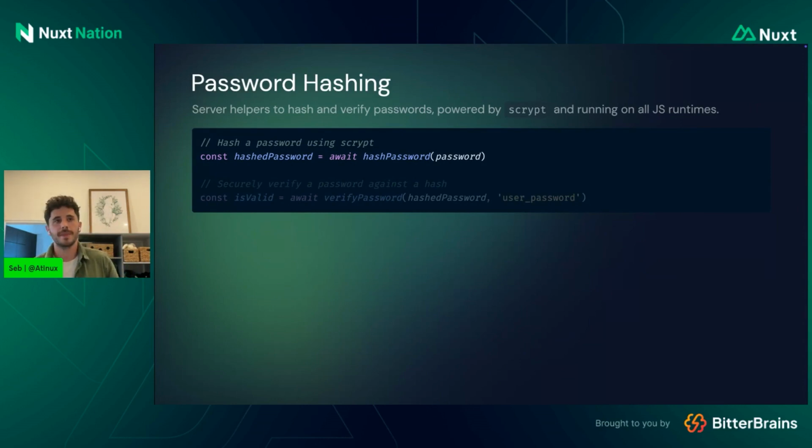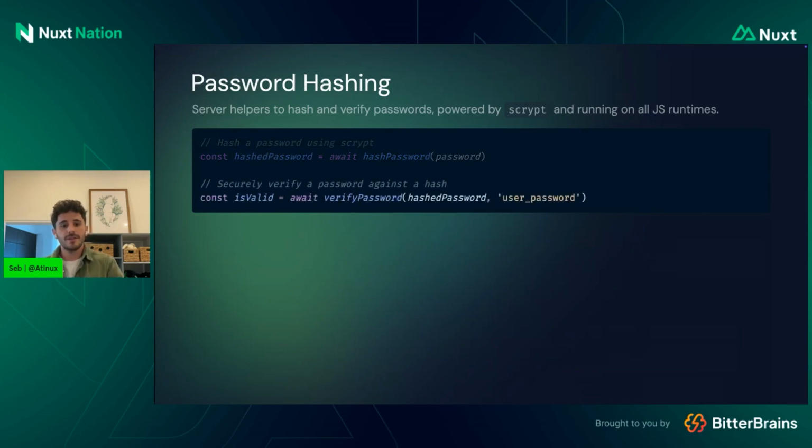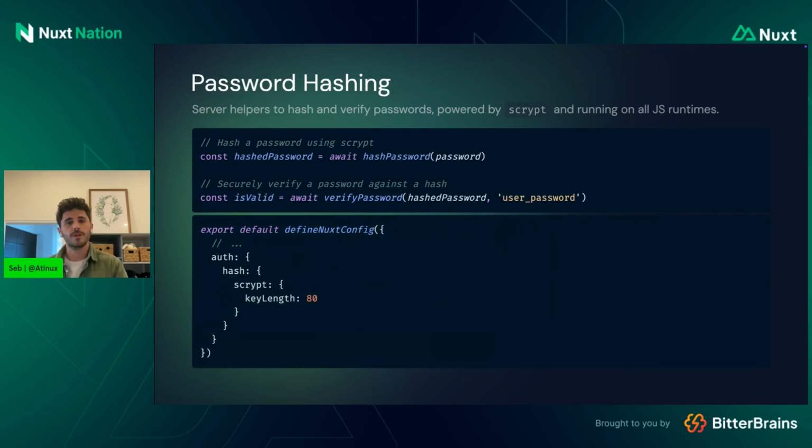So password hashing. If you plan to let users sign up and sign in with email and password, we expose a hashPassword server function to safely hash a password to store in your database later on. It uses scrypt under the hood, so it can work on all JavaScript runtimes. And you can use the verifyPassword server function to time-safely check the validity of the entered password against your stored hashed password. And you can customize the scrypt options using your Nuxt config file.